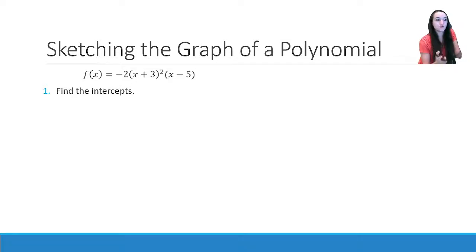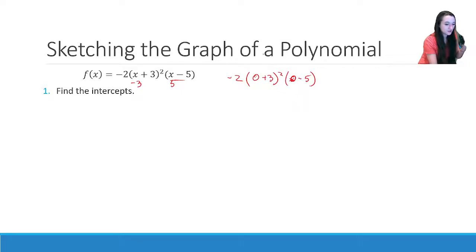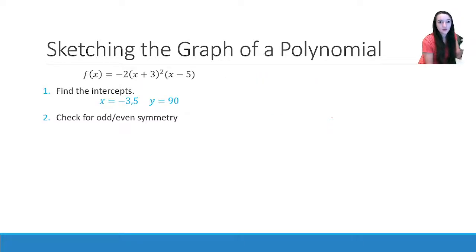It's given to you in the factored form, so finding the x-intercepts is pretty easy. It's going to be -3 and 5. Then, to find our y-intercept, I'm going to plug in 0. So the y-intercept is -2 times (0 plus 3) squared times (0 minus 5). So that is -2 times 9 times -5, which altogether is equal to +90. So we get x equals negative 3 and 5, and y equals positive 90. So those are our three intercepts.